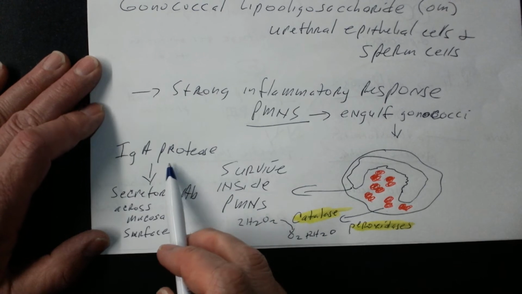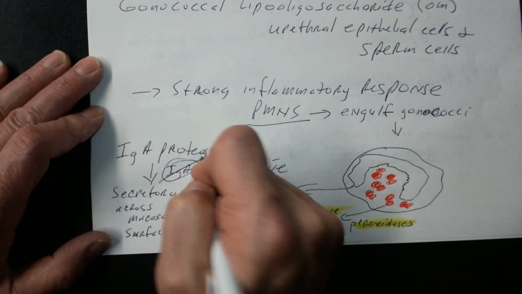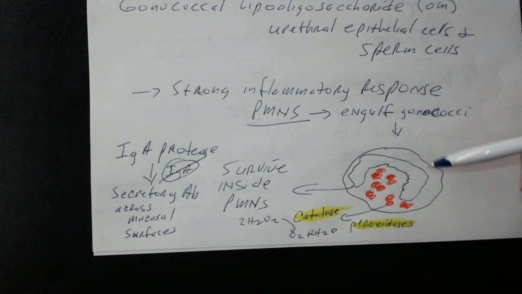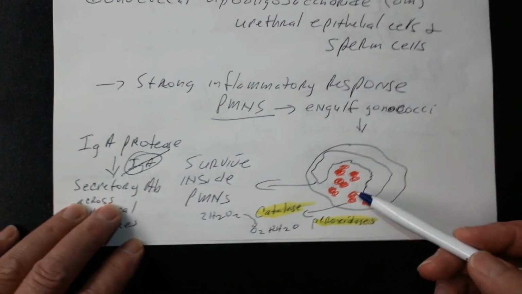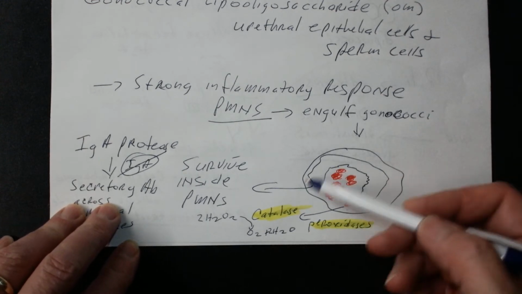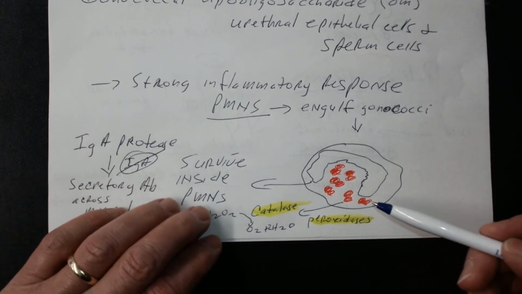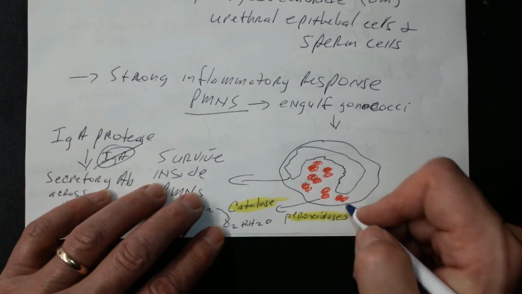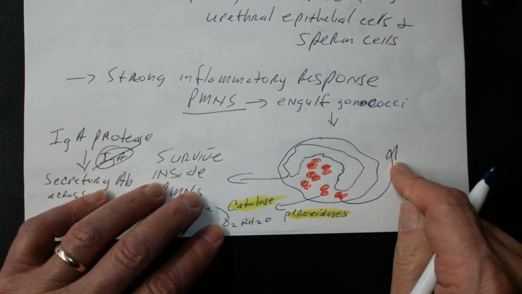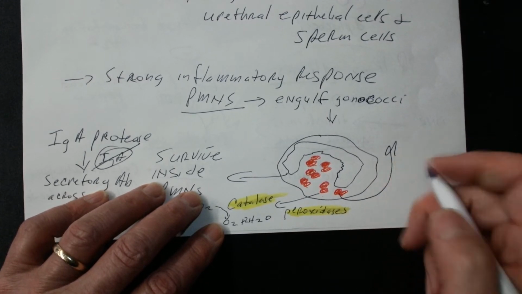And if immunoglobulin A is secreted, it will be degraded by the protease made by Neisseria gonorrhea. Now these will multiply inside the neutrophil. If the neutrophil becomes too loaded with these, it'll burst. These will then release the Neisseria gonorrhea into the blood. And then you can have a condition called gonococcemia.